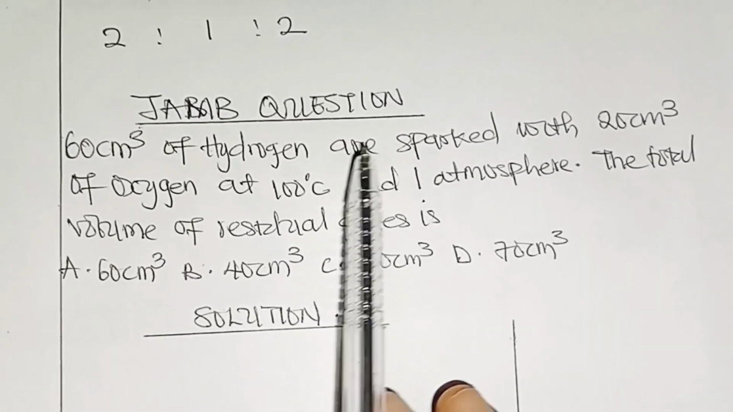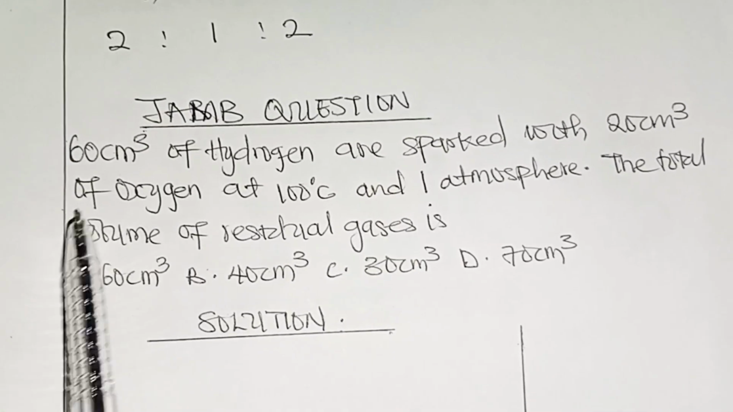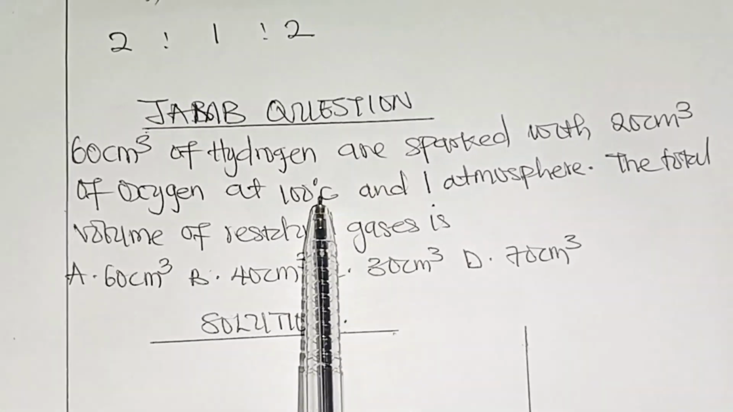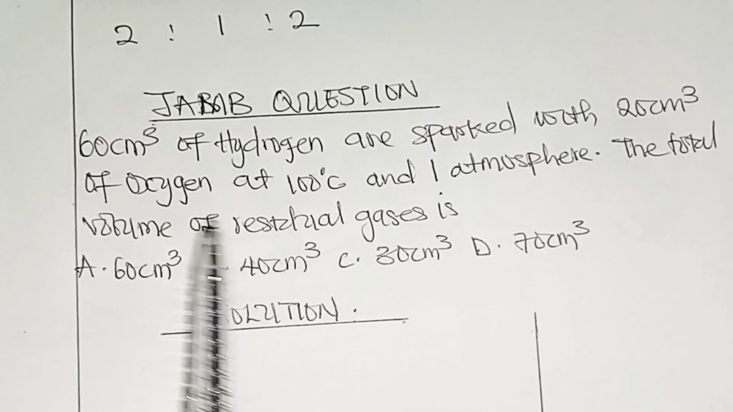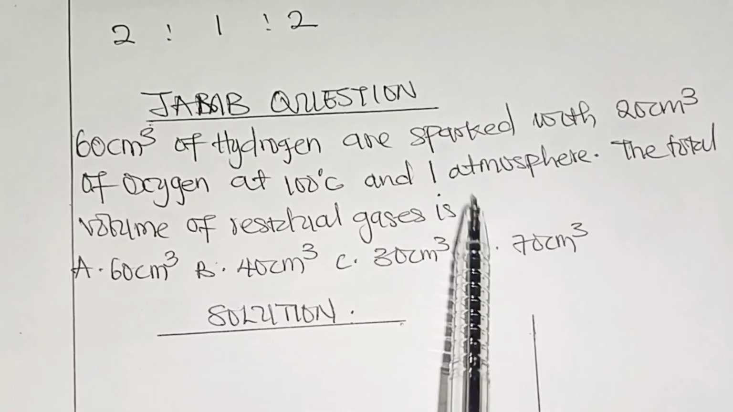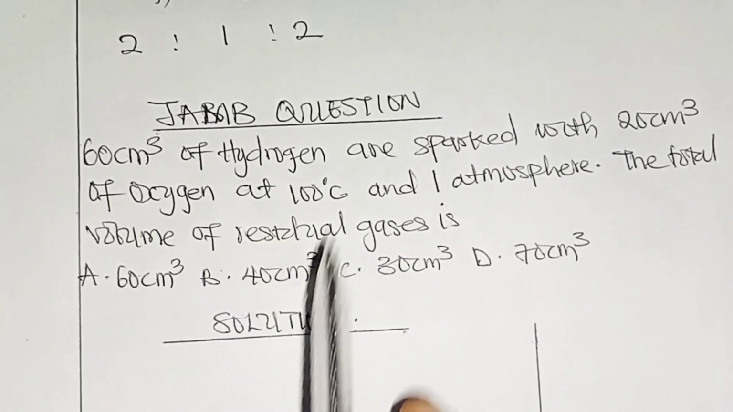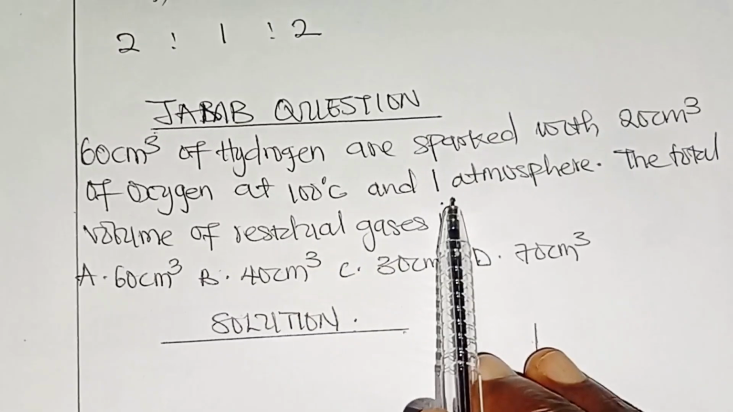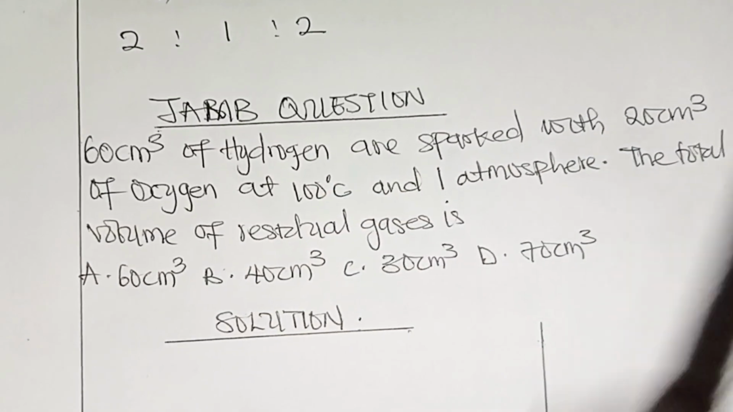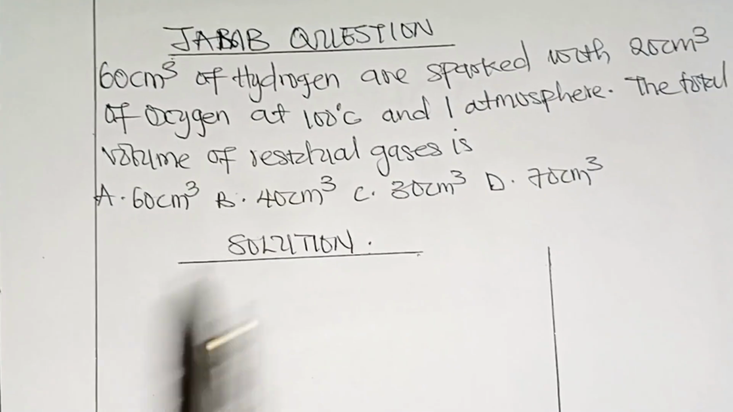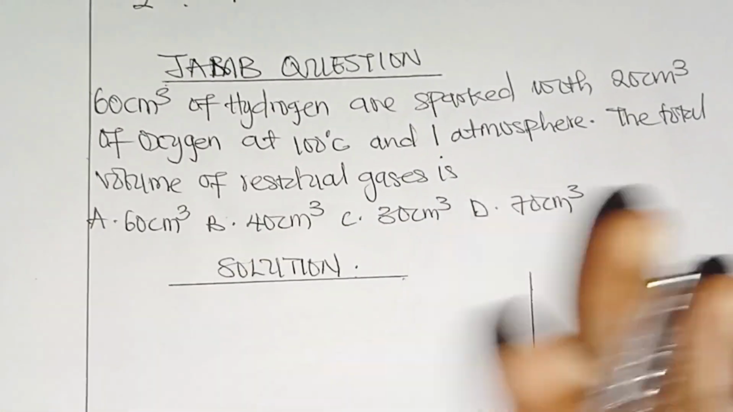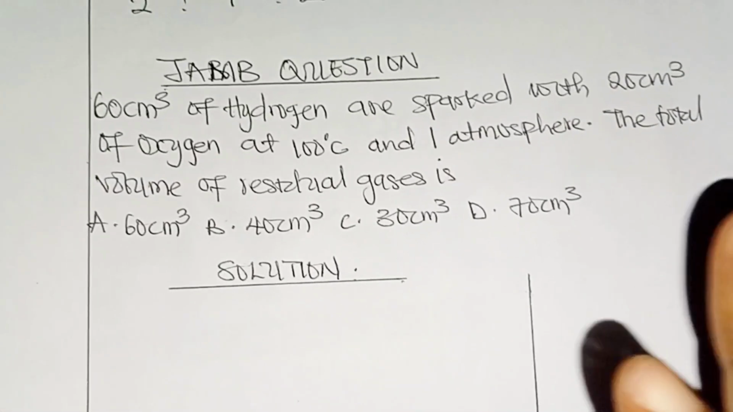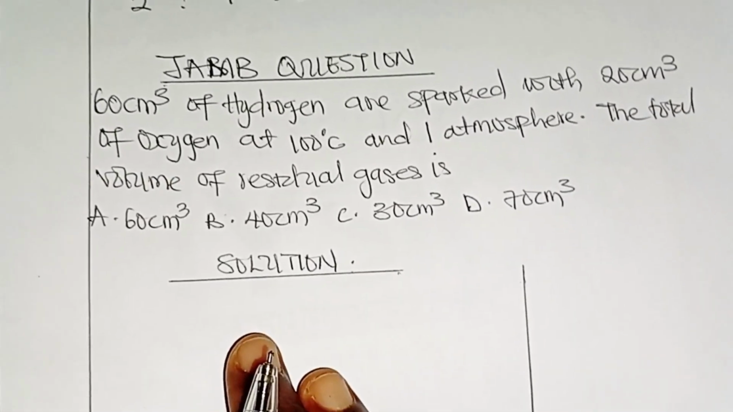60 cm cube of hydrogen are sparked to 20 cm cube of oxygen at 100 degrees Celsius and 1 atmosphere. The total volume of residual gases is... Note, while solving, we have no business with temperature and pressure. So don't let it confuse you. What's the first step? Just listen to the steps and you'll be able to solve these questions carefully, questions under Gay-Lussac's law of combining volume.